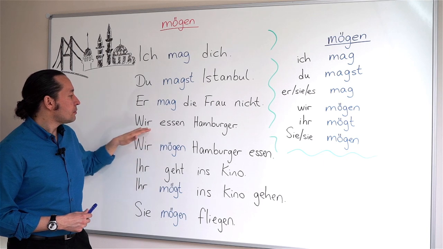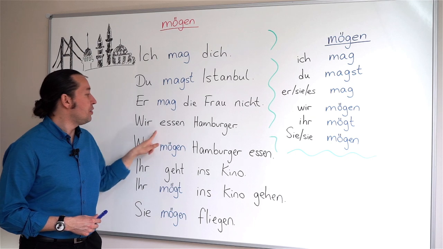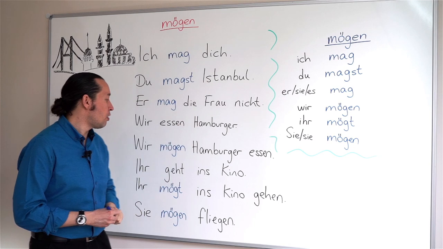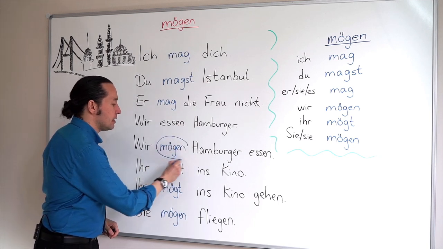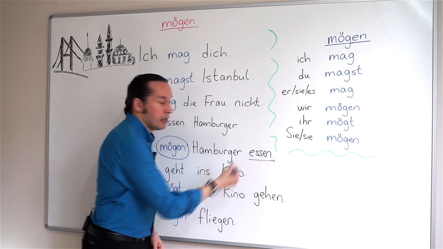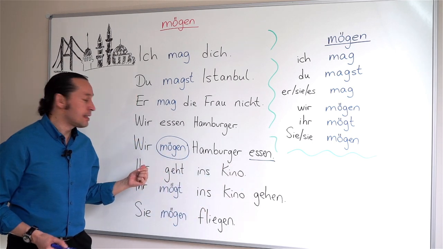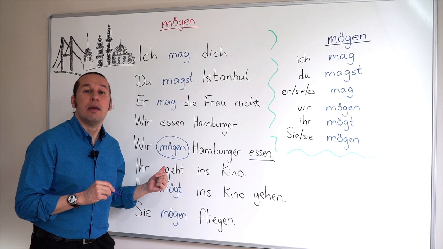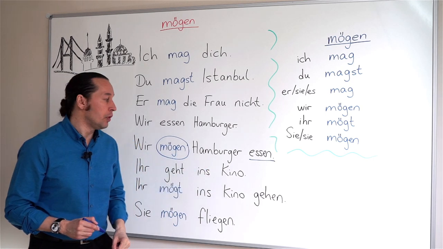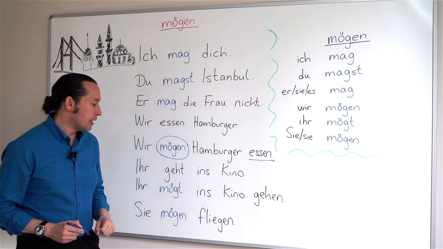Here we have, wir essen Hamburger, we eat hamburger. What do I do if I want to add the modal verb mögen? Easy, I will take it in the second position and the infinitive form, which remains the same, will be at the end. So I'll say we like to eat hamburger. This would be wir mögen Hamburger essen. We like eating hamburger.